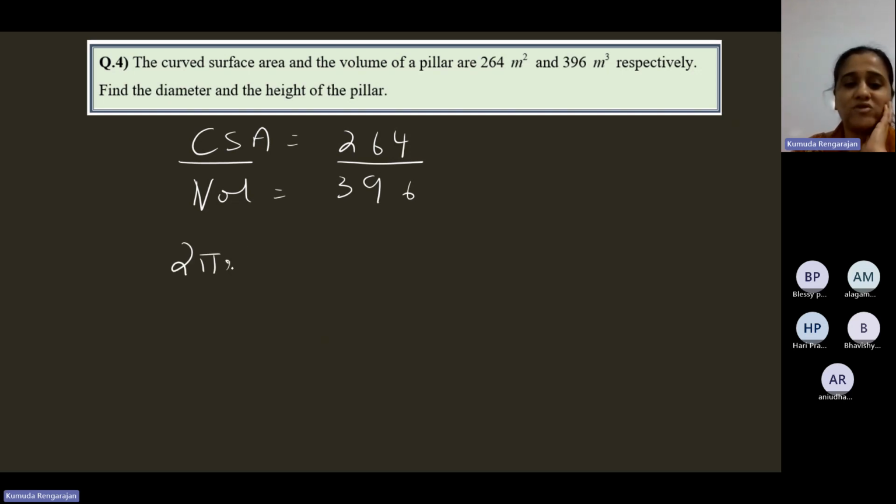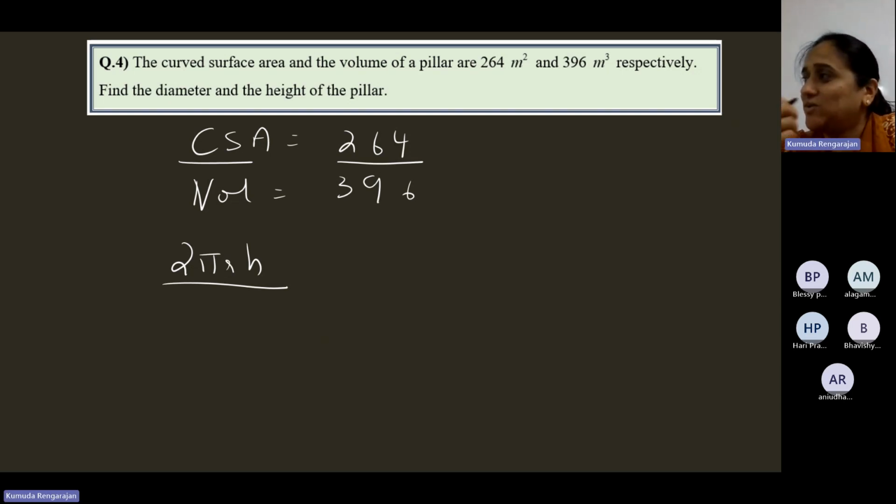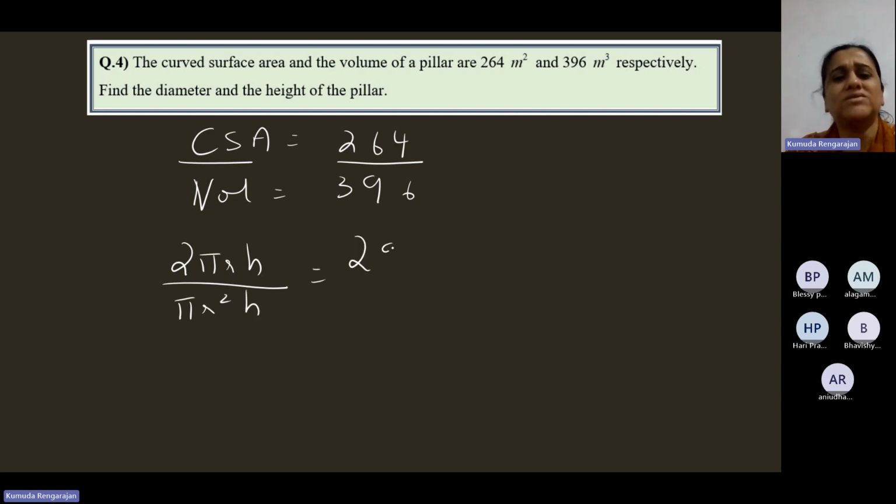2 pi r h. See, I'm sure you have not memorized the formula. No, I shouldn't be encouraging you by smiling. Please memorize the formula, okay? Don't mistake my smile. Please memorize the formula by the next class. Volume is pi r square h. You can simplify this. You should cancel and simplify this.